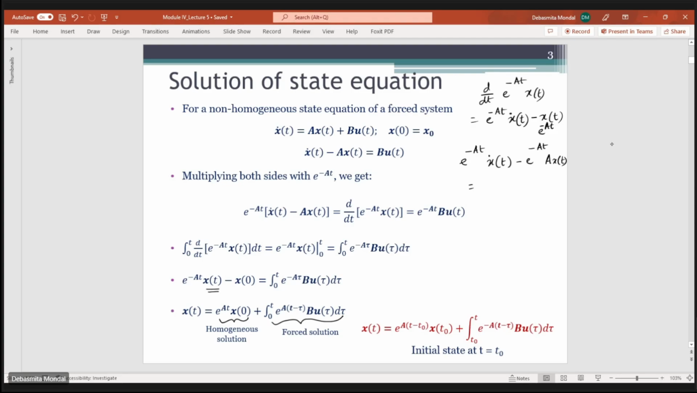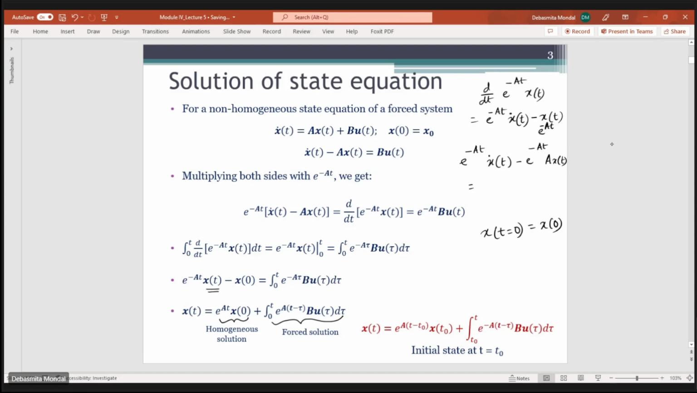In this equation we have considered that the initial time is equal to 0, which is why we have written x0. So x0 is basically x at t equals 0. Now if you consider the initial state at t equals t0, we simply have to substitute minus t0 inside all these terms.